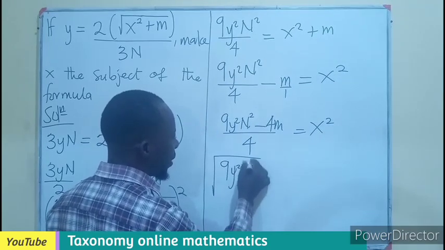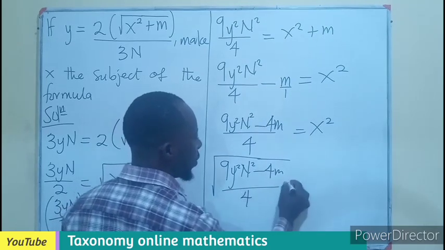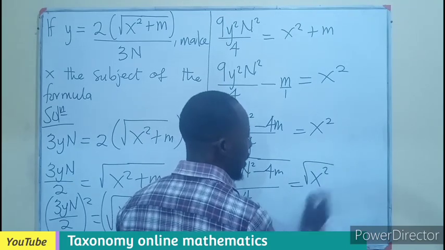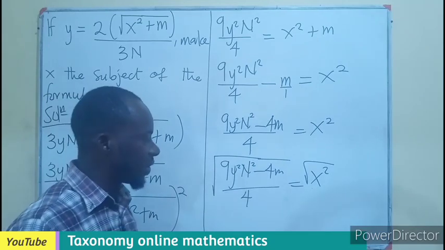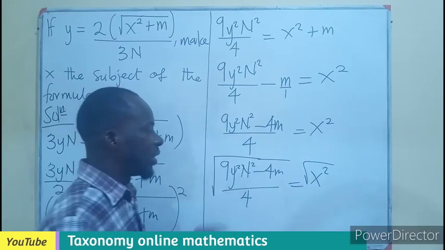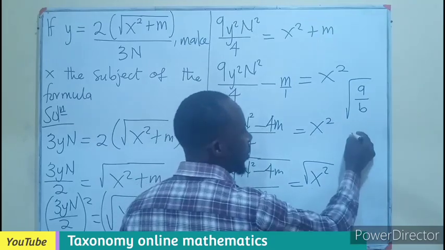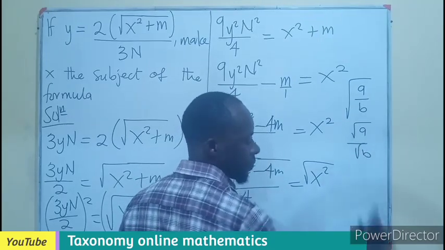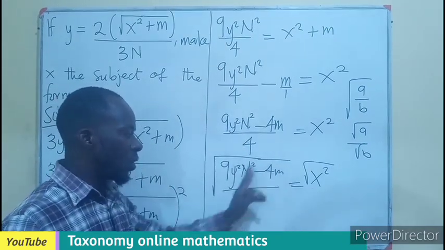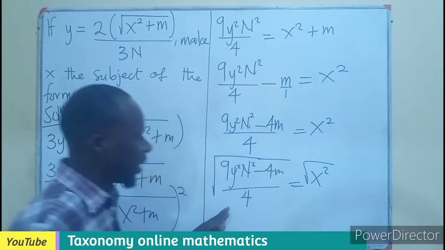That becomes 9y squared n squared minus 4m divided by 4 equals x squared under the root, which we know is going to cancel. And if that cancels, this could also be separated. If I have the root of a over b, that could also be the root of a over the root of b. We can separate that. It means this could also be the root of the numerator over the root of what? The denominator. And we know that our denominator is a perfect square.